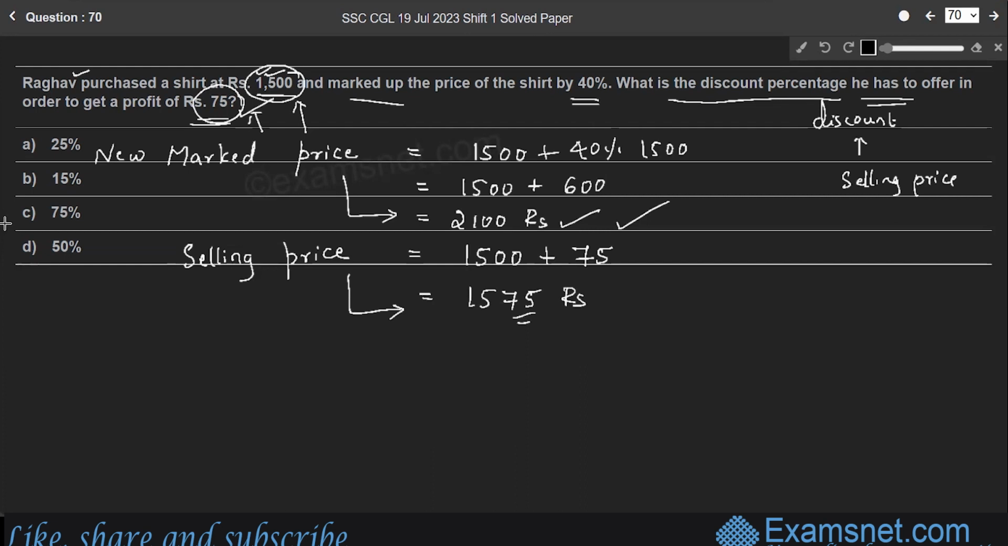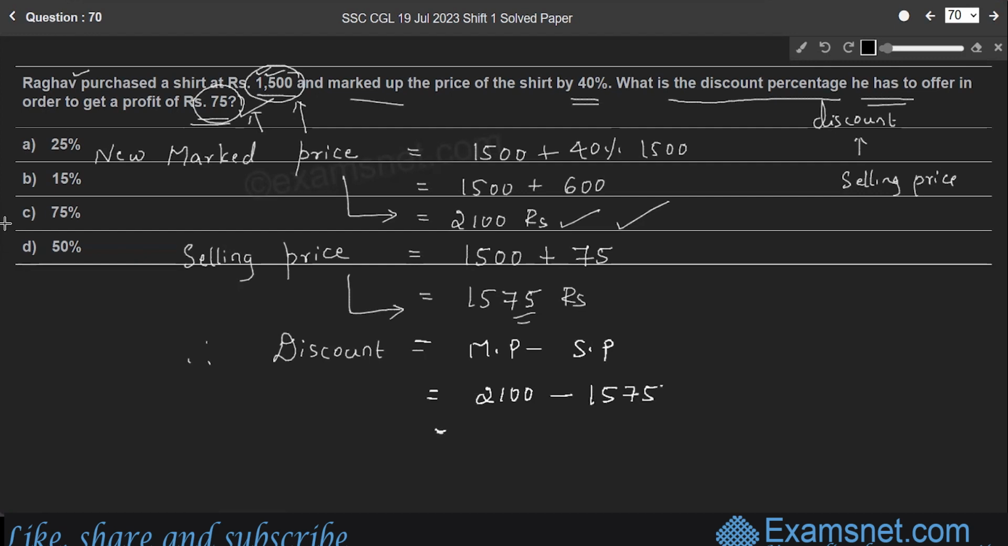So what is the discount he is going to give here? So discount. Market price is 2,100, so you can consider it as market price minus selling price. He has marked as 2,100 rupees minus he is going to sell it for 1,575 rupees. Therefore, he is going to give 525 rupees discount on the shirt.